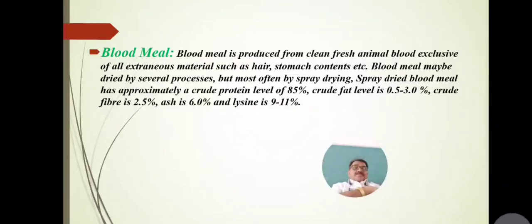Means in blood meal, in addition to fat, protein, fibers and ash, lysine is present, and lysine is 9 to 11% in blood meal. This is also an important animal byproduct.